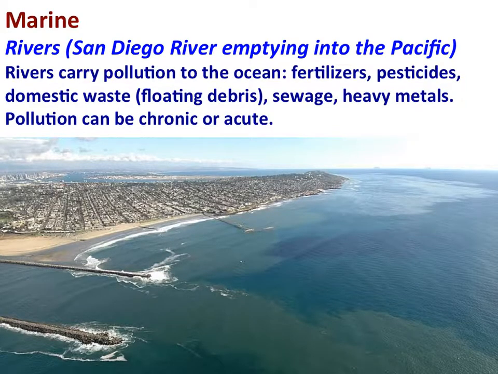A source of marine pollution comes from rivers. In this image, you can see the San Diego River emptying into the Pacific Ocean. Rivers carry pollution to the ocean. The types of pollution carried by rivers includes fertilizers, pesticides, domestic waste, sewage, and heavy metals.